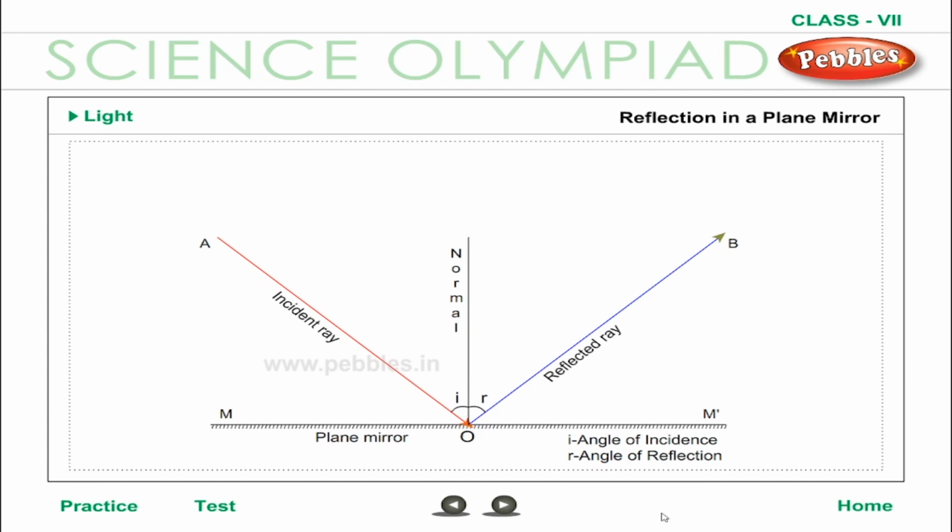The point O on the mirror where the incident ray strikes the mirror is called the point of incidence. The ray perpendicular to the mirror at the point of incidence is called the normal at the point of incidence. The angle between the incident ray and the normal is the angle of incidence, I, and the angle between the reflected ray and the normal is the angle of reflection, R.